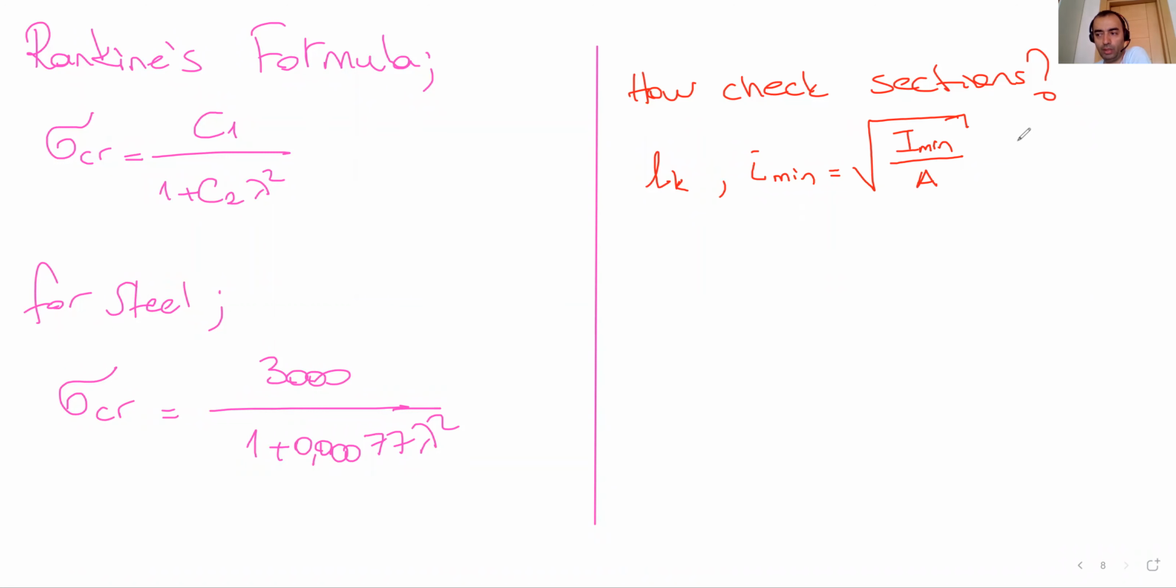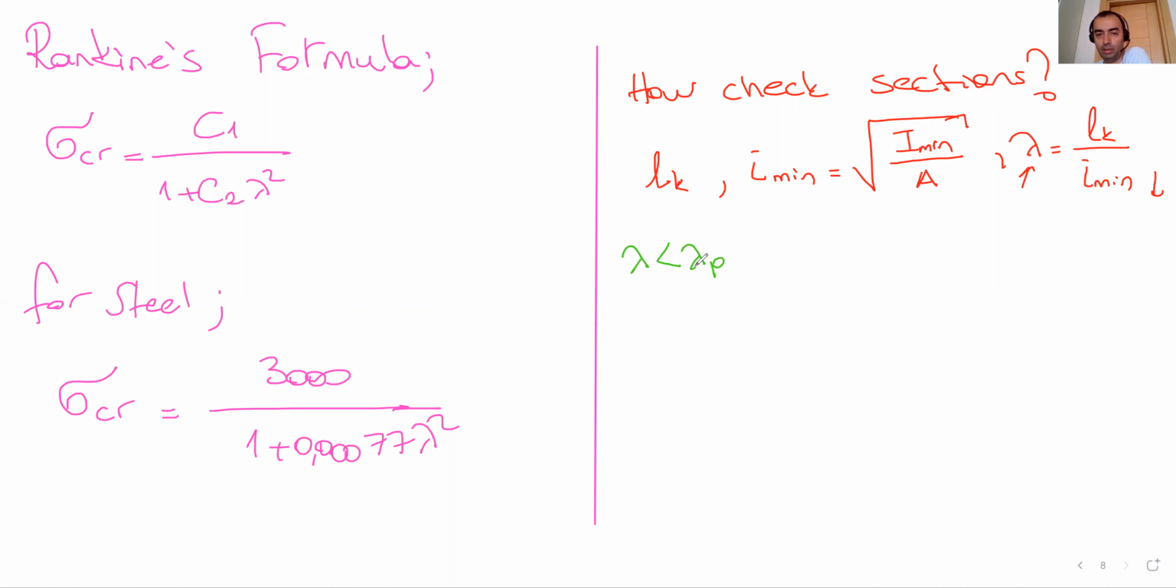So we get lambda, LK over I. If we get the minimum I, for sure we are going to get the maximum lambda, maximum slenderness. Don't forget this one. If this is minimum, we will get maximum here. So now we know the lambda, and we will check whether lambda is less than lambda p or not.